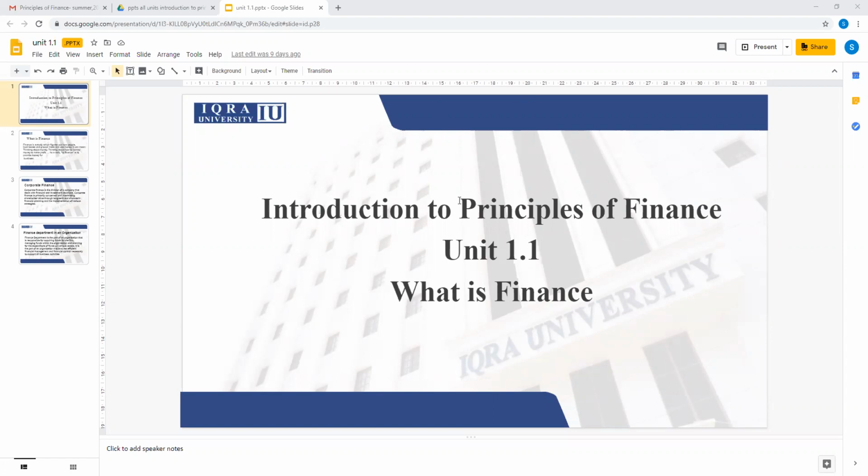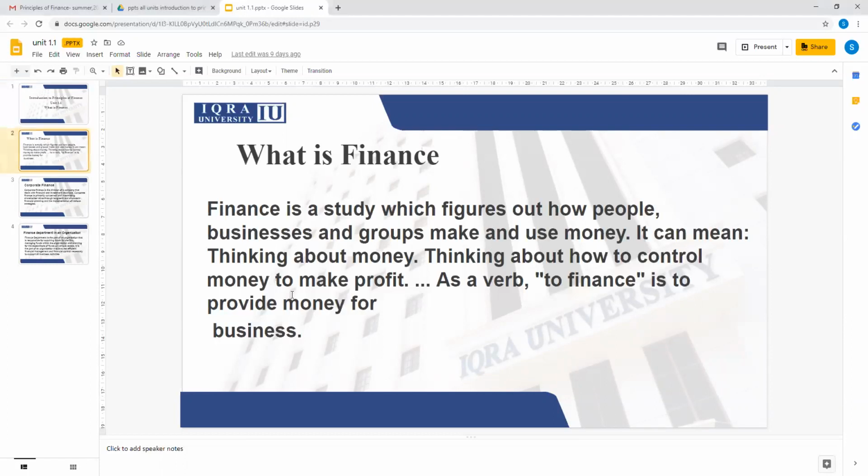Introduction to Principles of Finance. Unit 1.1. What is finance? Finance is a study which figures out how people, businesses, and groups make and use money. It can mean thinking about money, thinking about how to control money to make profit. As a verb, to finance is to provide money for business.